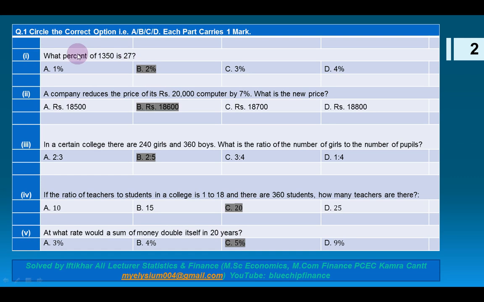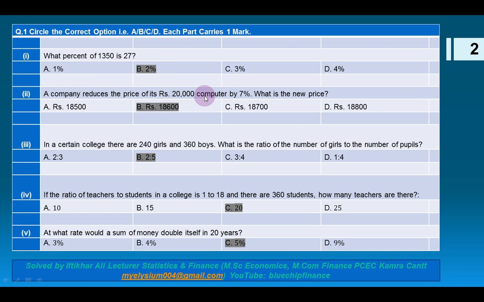First objective is: what percent of 1350 is 27? Correct option is 2%. Simply divide 27 by 1350, multiply by 100, and the answer is 2%. Second objective: a company reduces the price of its rupees 20,000 computer by 7%. What is the new price?